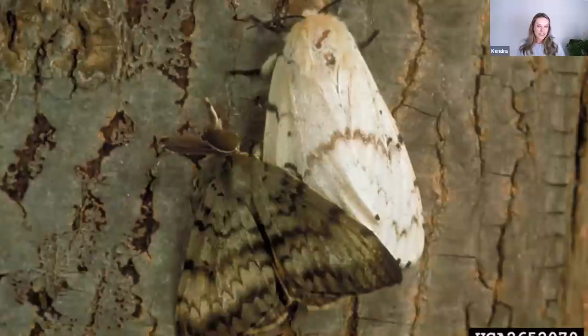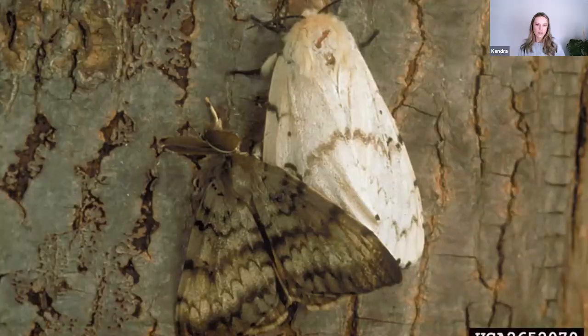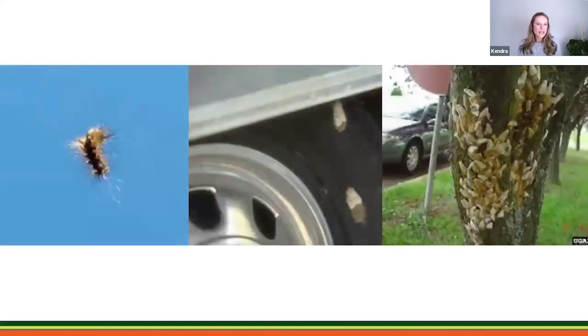And then finally, the adult stage. Again, the females are flightless and the males fly to locate females via these mating pheromones. And this is just a great photo of them spread open. You can see both the color differences, but also that very distinct size difference between both the male and the female spongy moth.